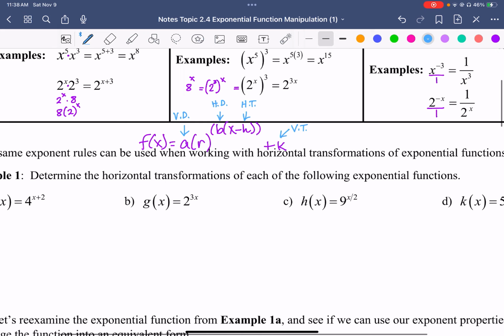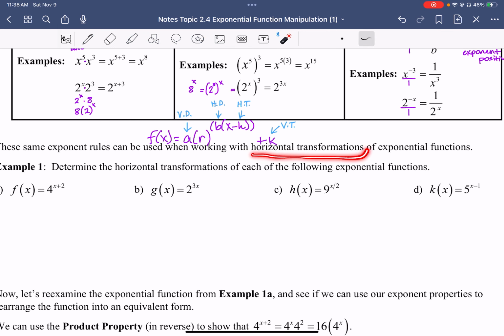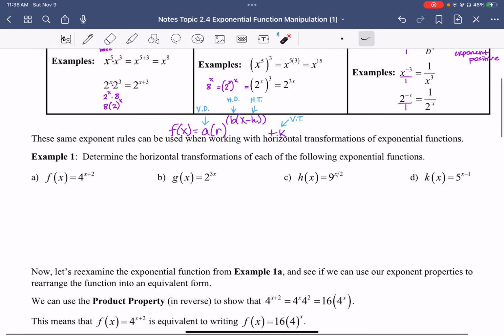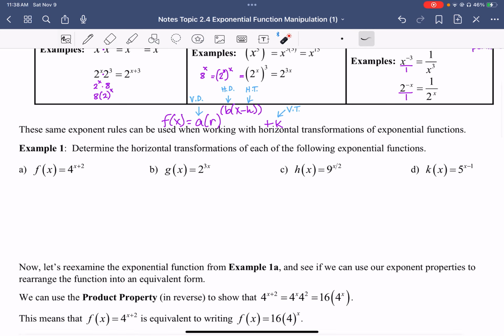Okay? So what they're asking us here is about horizontal transformations. Remember that all of your horizontal transformations are always in the parentheses with x. It's just that because it's an exponential, the variable is always an exponent. So that's why all the horizontal transformations are now raised to the exponent of whatever the rate was for the exponential function. So example 1 says determine the horizontal transformations of each of the following exponential functions.